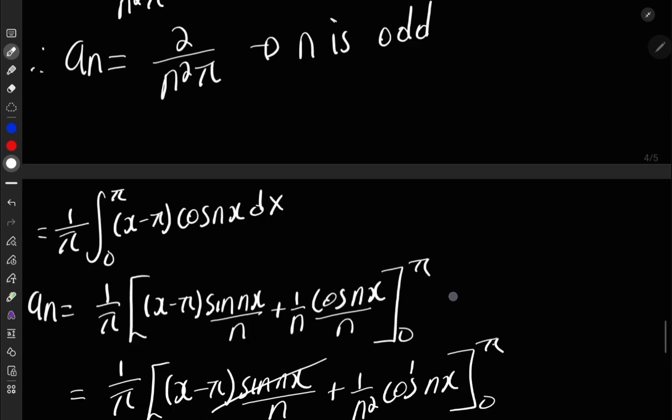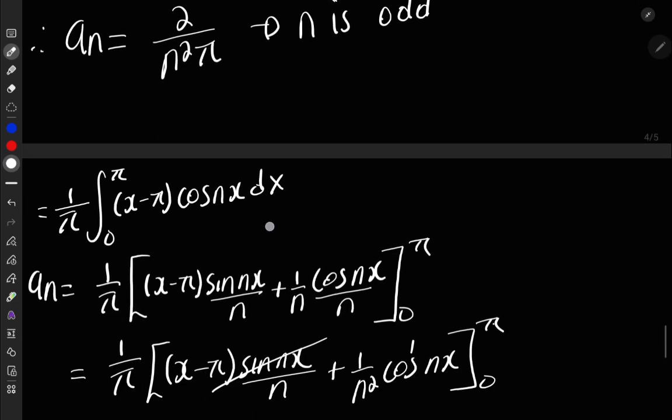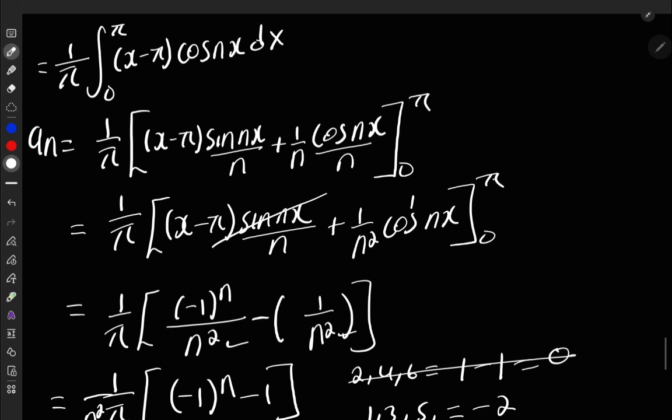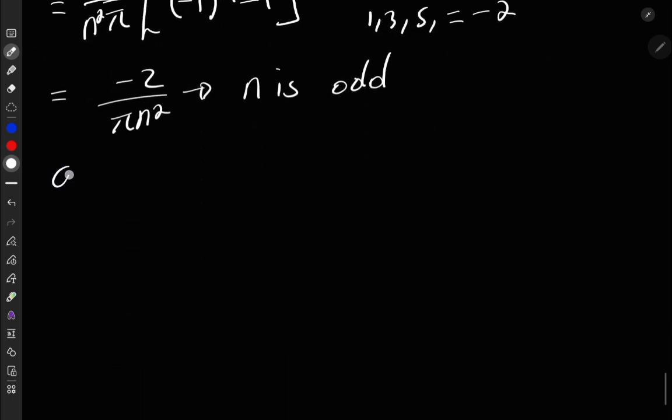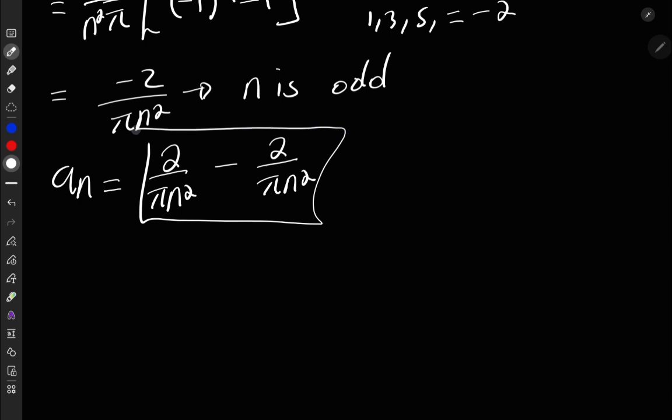So this is our first an, the first an for the first part and second part. So an is going to be equal to the first an we got, 2 over pi n squared, and then the second one that we get is minus 2 over pi n squared. Therefore this is 0.